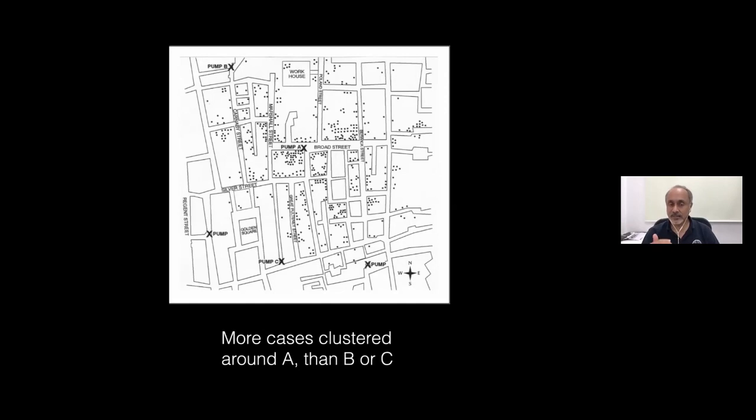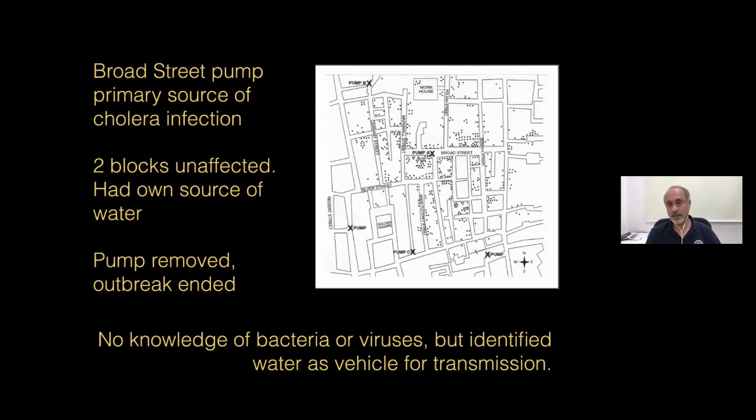So then he said, maybe there is something in the water that is infecting people, and if we just closed that pump and provided an alternative source of water, then the number of cases would go down, and that indeed is precisely what happened. The Broad Street pump was the primary source of cholera infection. He also noticed, if you will notice on that picture, there are two blocks that have no cases at all. And those were the blocks that had their own source of water. They were supplied by a distillery, the Guinness distillery, so they did not need to use the water that came from the pump. So the pump was closed and removed, the outbreak ended. And remember, even at this time, there was no clear knowledge of bacteria or viruses or the fact that they could actually cause disease. But nevertheless, the study was able to identify water as a vehicle for transmission of the disease.